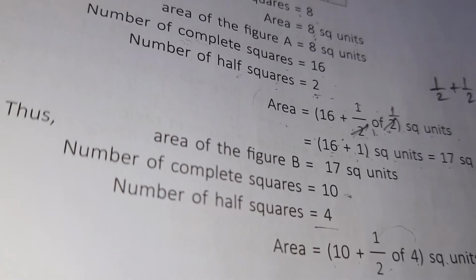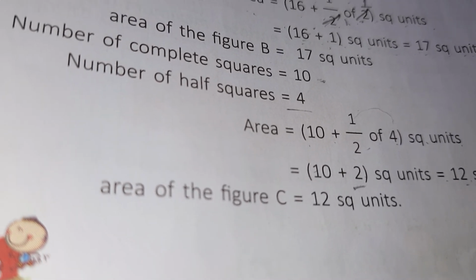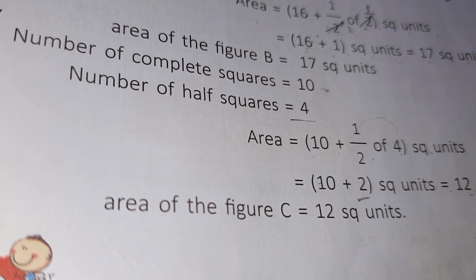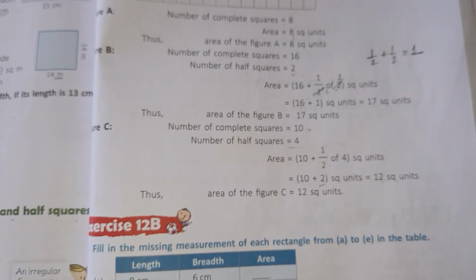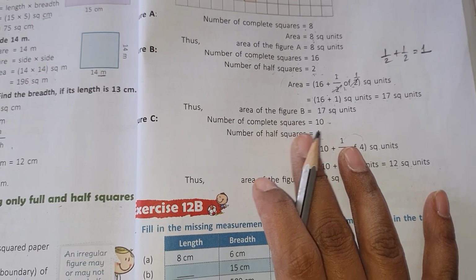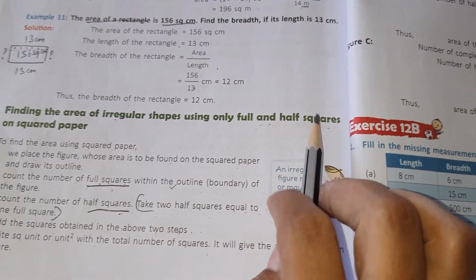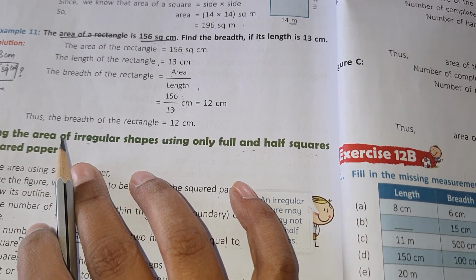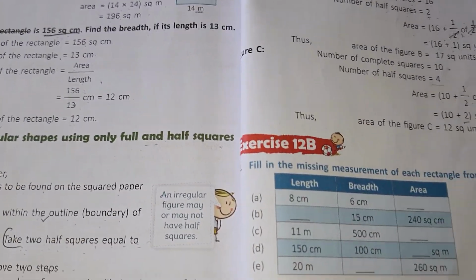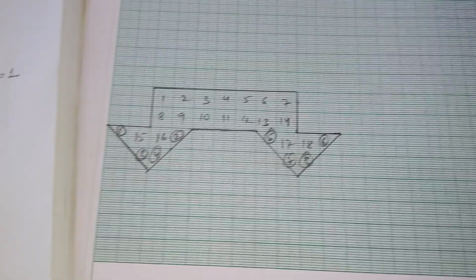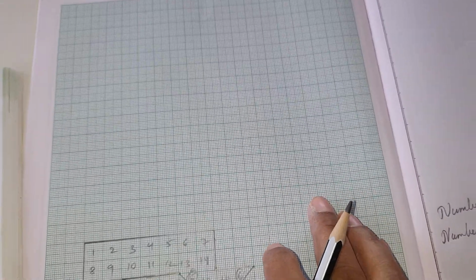Okay students, hope you all have understood how to find the area of irregular shapes using only full squares and half squares on the square paper. Okay students, all of you must buy the graph notebook.